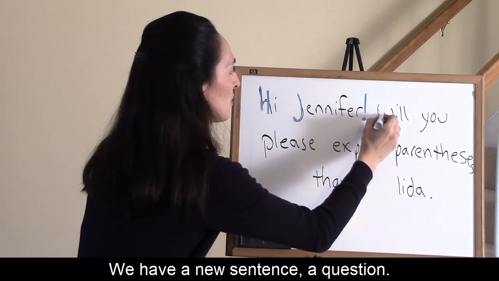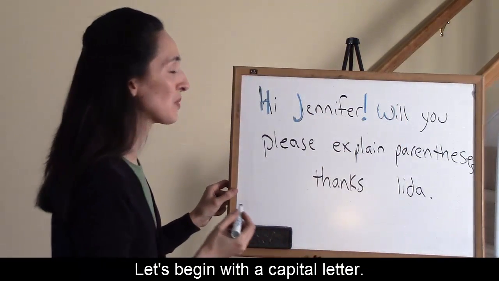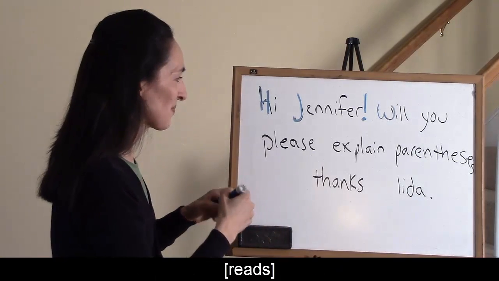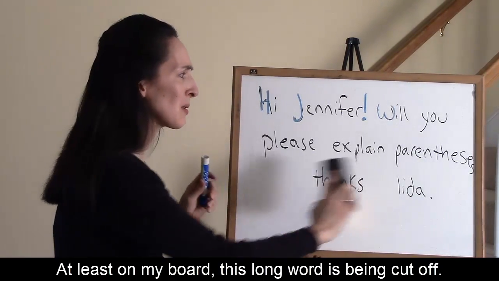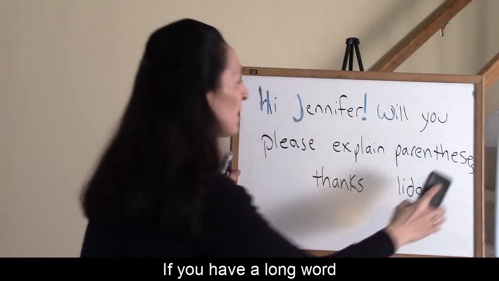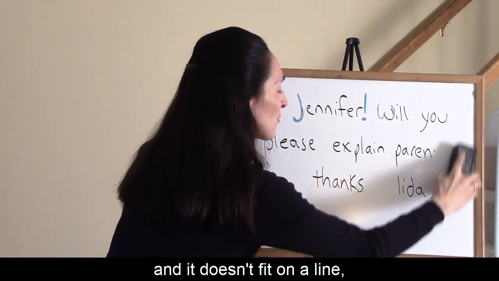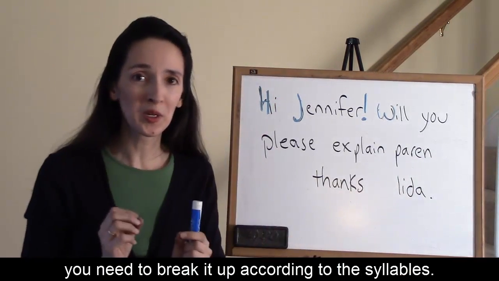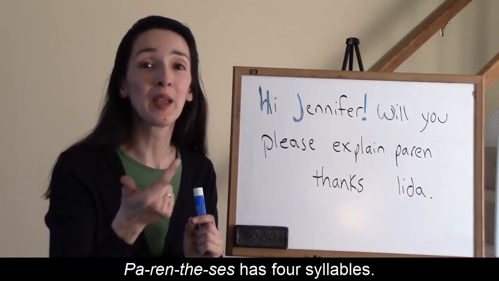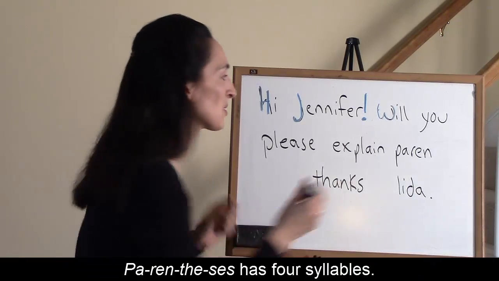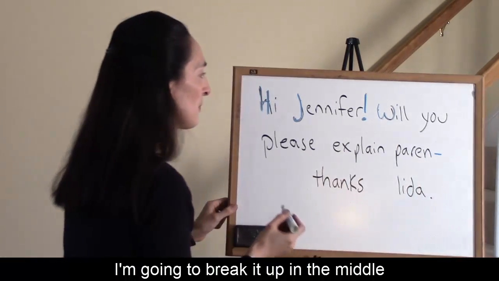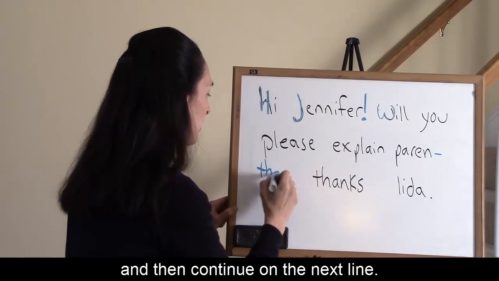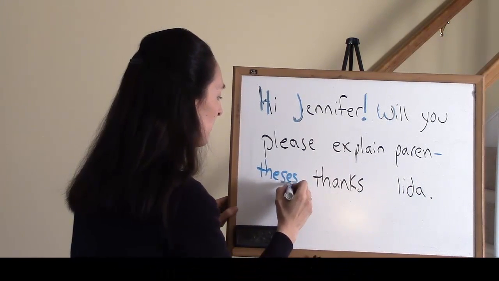We have a new sentence, a question. Let's begin with a capital letter. Will you please explain parentheses? At least on my board, this long word is being cut off. If you have a long word and it doesn't fit on a line, you need to break it up according to the syllables. Parentheses has 4 syllables. I'm going to break it up in the middle with a hyphen and then continue on the next line. Parentheses.